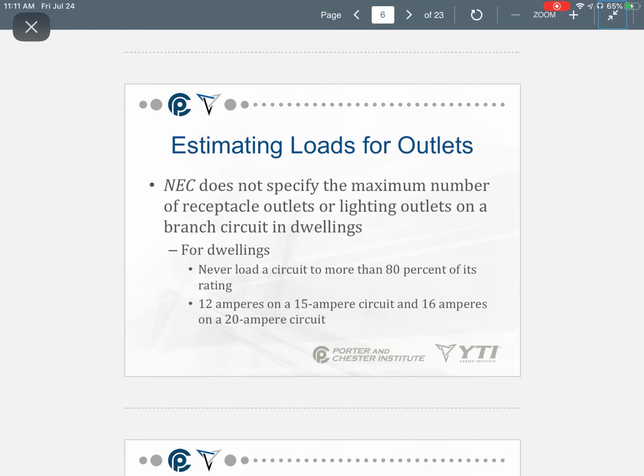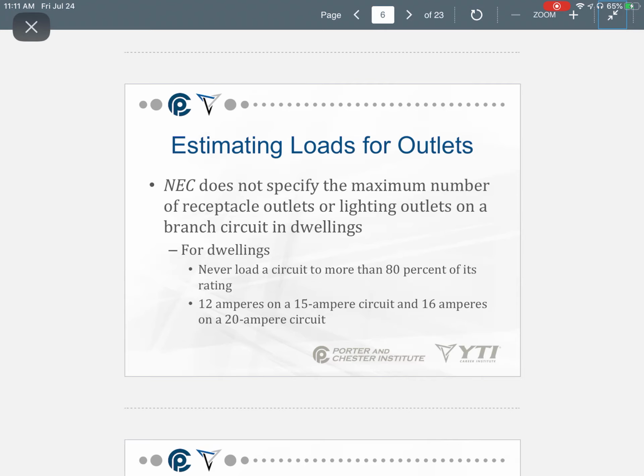However, in a dwelling unit or a house or a residence, we're not allowed to load a circuit to more than 80% of its rating. So what that means, guys, is if you have a 20 amp circuit, we're not allowed to load it up to more than 16 amps, or 80%. If it's a 15 amp circuit, it'll be 12 amps. So we have to consider that.